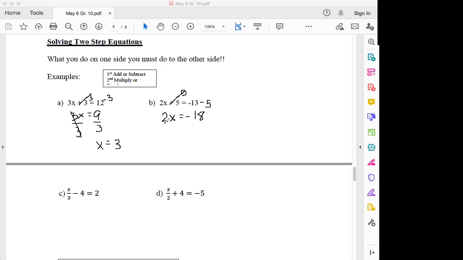Again, our second step is to divide or multiply. Here we have to divide because it's being multiplied. So that cancels out. Whatever we do on one side, we have to do on the other. So x is equal to negative 18 divided by 2, which gives us negative 9.